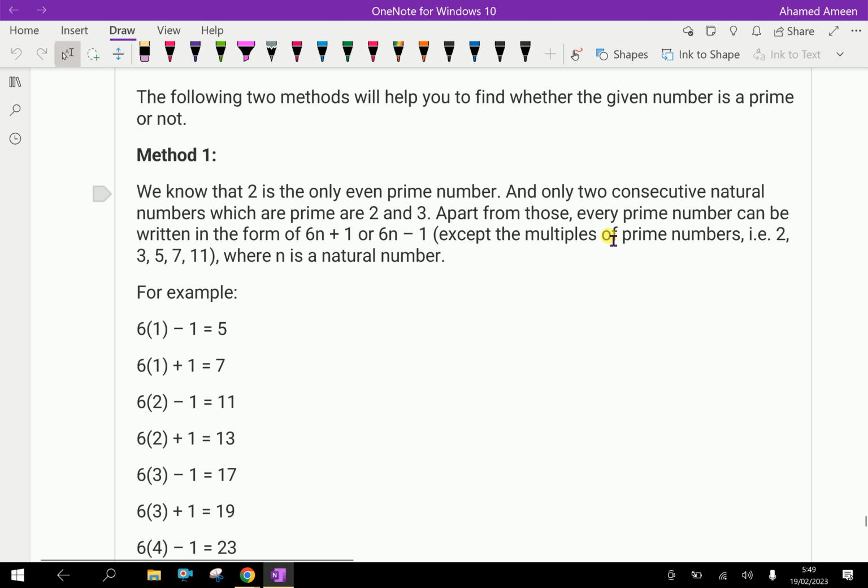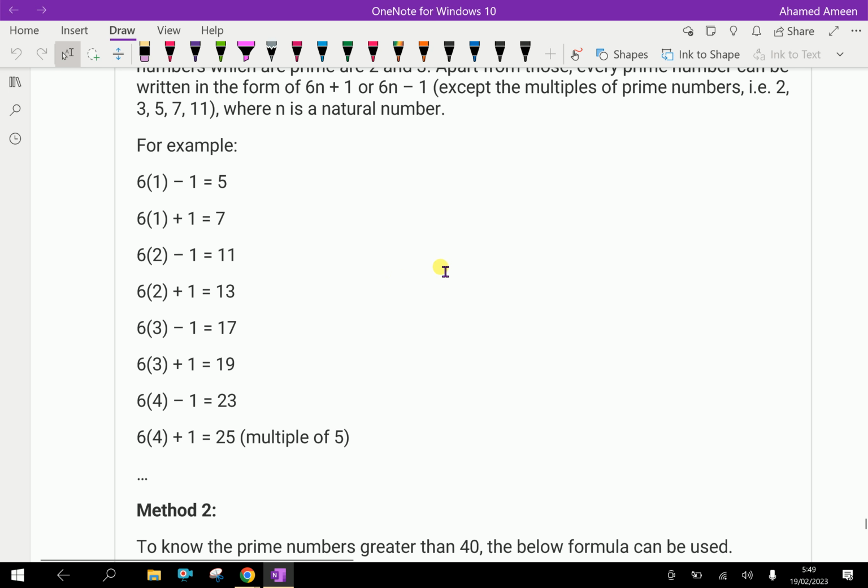Apart from those, every prime number can be written in the form of 6n plus 1 or 6n minus 1, except the multiples of prime numbers. For example, take the number 11. That 11 can be expressed as 6 into 2 minus 1, where 2 is a prime number. Therefore, we are expressing 6n minus 1.